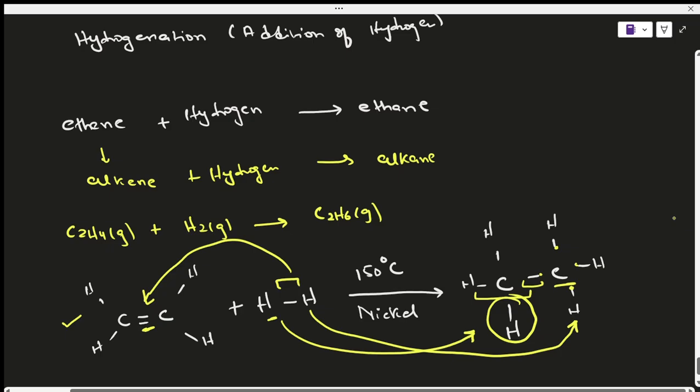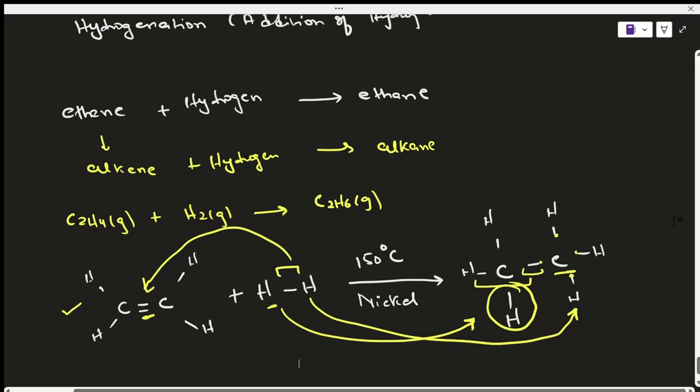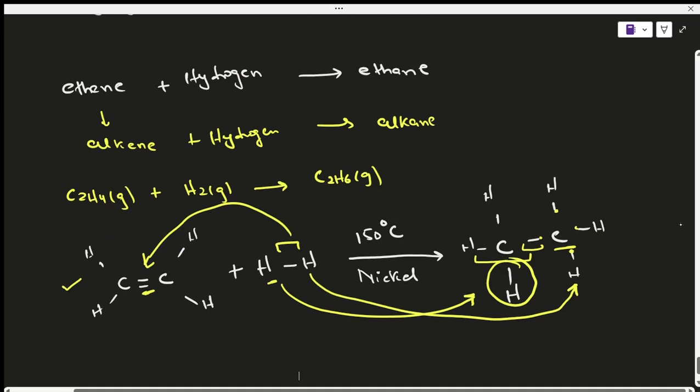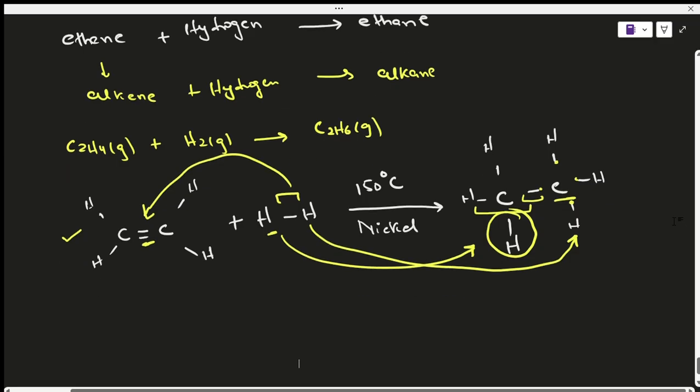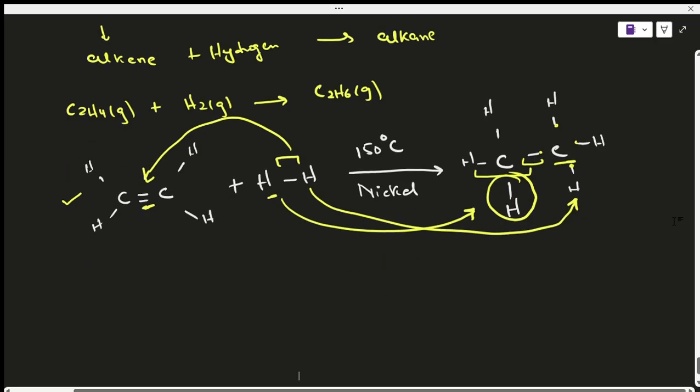So this is the first reaction. This is something that we call hydrogenation. And now moving on to the next reaction. This is something that we call bromination.